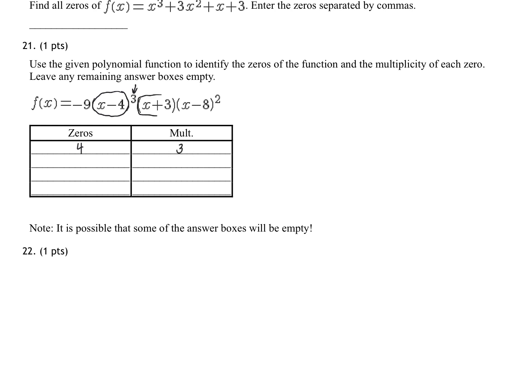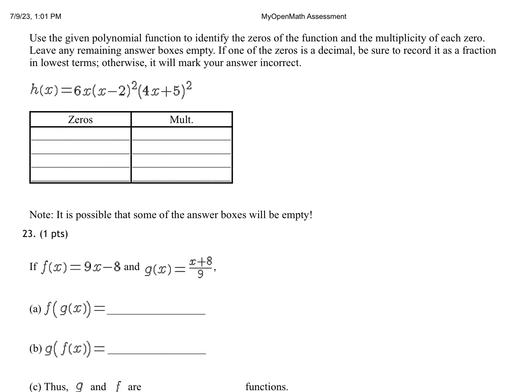Another 0 would be from here, so the 0 would be the opposite, negative 3. There is no exponent, so that's understood to be a 1. And then the final 0 would come from this factor. It would be a 0 of 8, and the multiplicity would be 2.